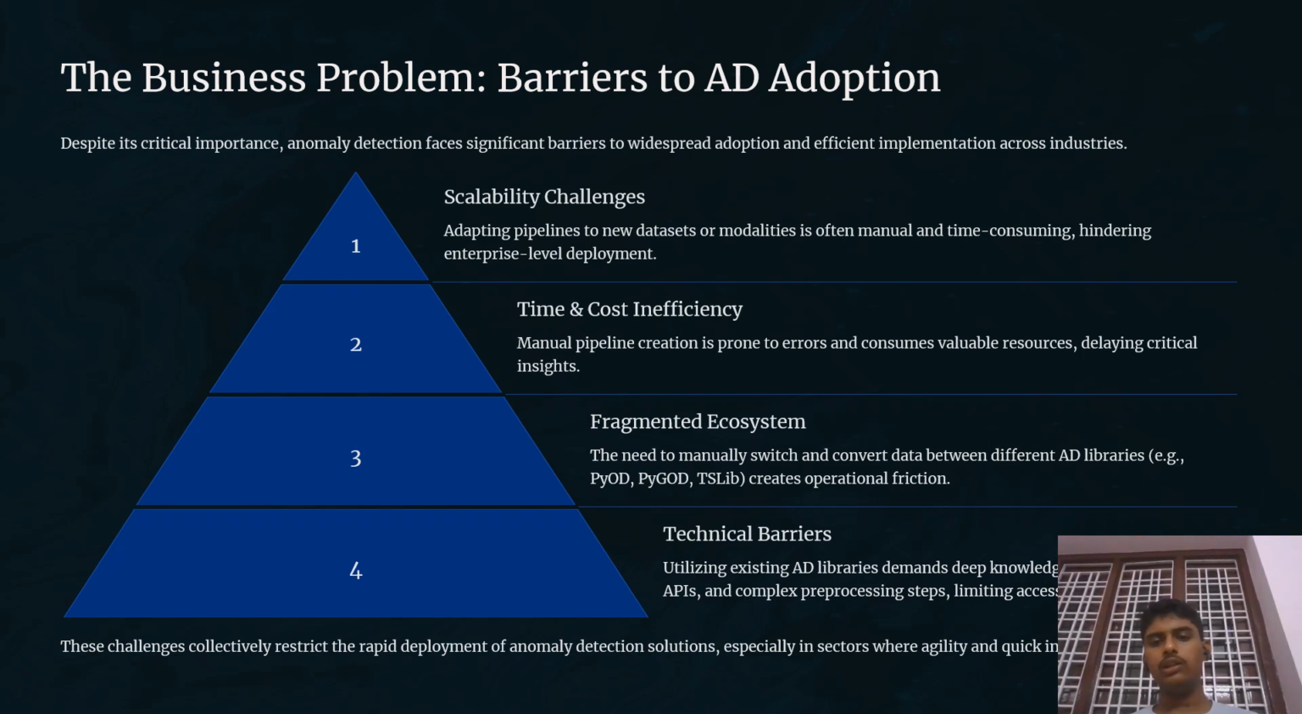Next is a fragmented ecosystem. The need to manually switch and convert data between different AD libraries, for example PyOD, PyGOD, and TSLib, creates operational friction. And fourth is technical barriers. Utilizing existing AD libraries demands deep knowledge of data formats, APIs, and complex processing steps, limiting accessibility. These challenges collectively restrict the rapid development of anomaly detection solutions, especially in sectors where agility and quick insights are paramount.